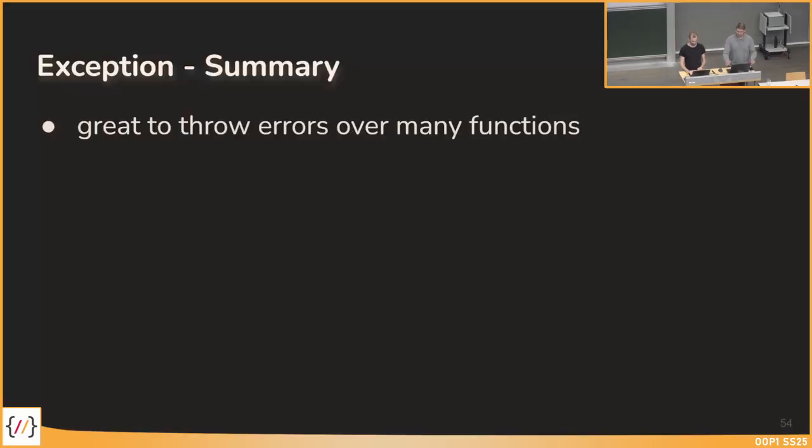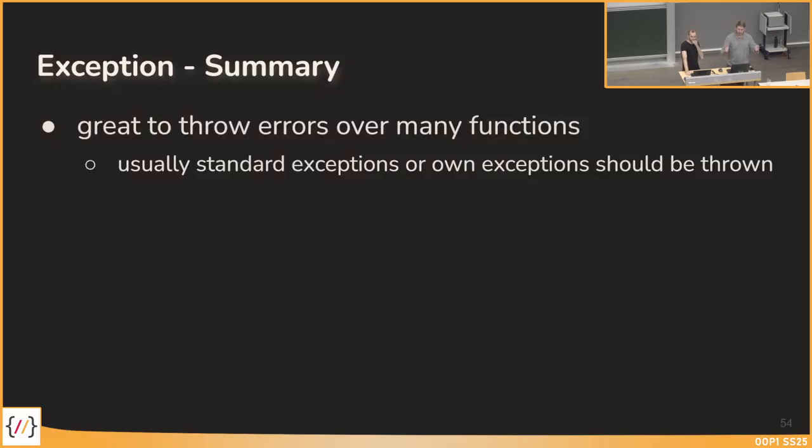And I think let's conclude with the summary for exceptions. Exceptions are a great feature that we can use in C++. They are great to throw errors over many functions. So instead of propagating through all the functions to catch the error and return it back to, let's say, the main function, we can just throw it and then catch it somewhere in the code.